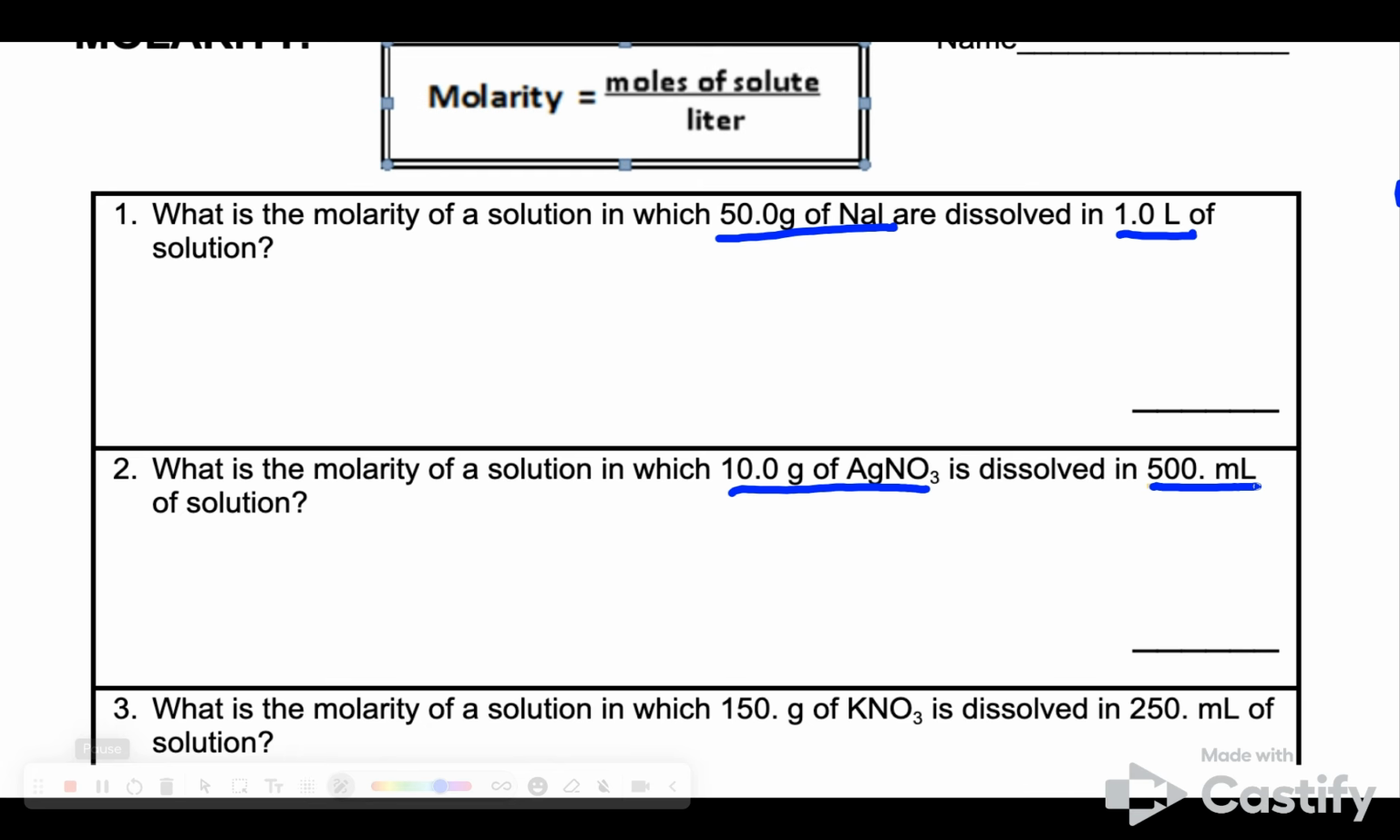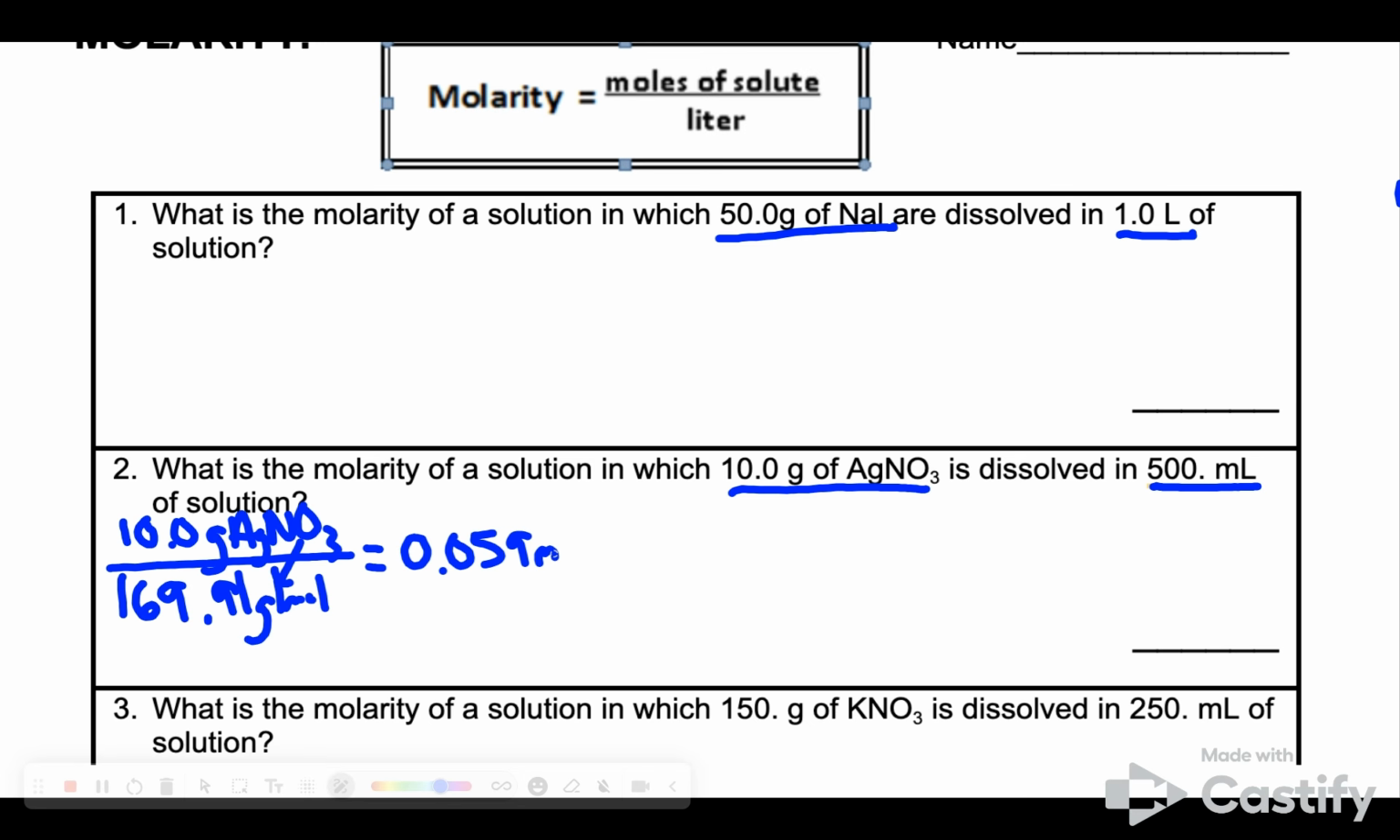So this one here, we need 2 conversions. So the first thing I want to do is take my 10.0 grams AgNO3 and convert it to moles. So I find the mass of Ag, an N, and 3 oxygens. And when I find that out, it's 169.91 grams per mole. So 10 divided by that comes out to be 0.059 moles. So that's the first step.